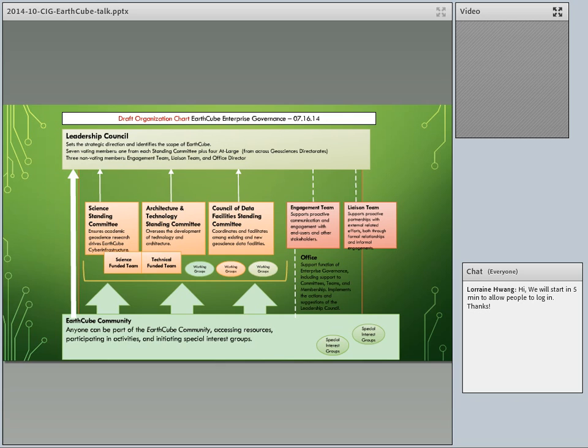The Science Standing Committee and the Technology and the Council of Data Facilities all report to the Leadership Council. There is also the Engagement and Liaison Team and the Office, which supports the whole system. Then there are science and technical funded teams which will be in close communication with the committees.